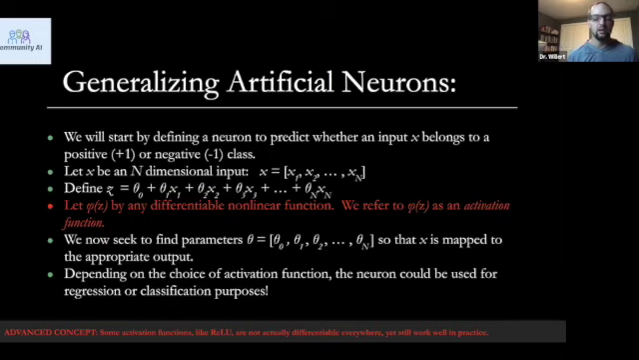And depending on the choice of activation function, this neuron could actually be used for regression or classification, as we'll see in a little bit. And just as an advanced concept, it is possible that the activation function doesn't have to be differentiable everywhere, and there are some that are very common that are not differentiable, but that's a little bit beyond the scope of tonight's lecture.